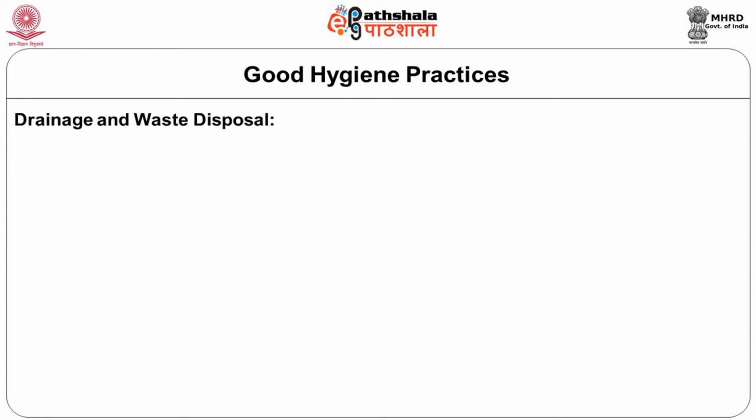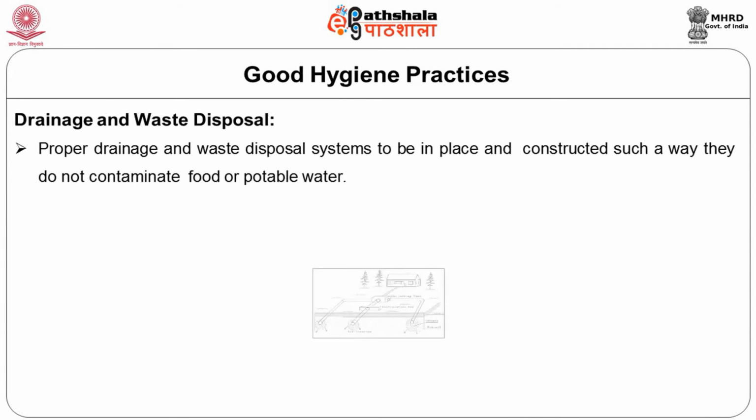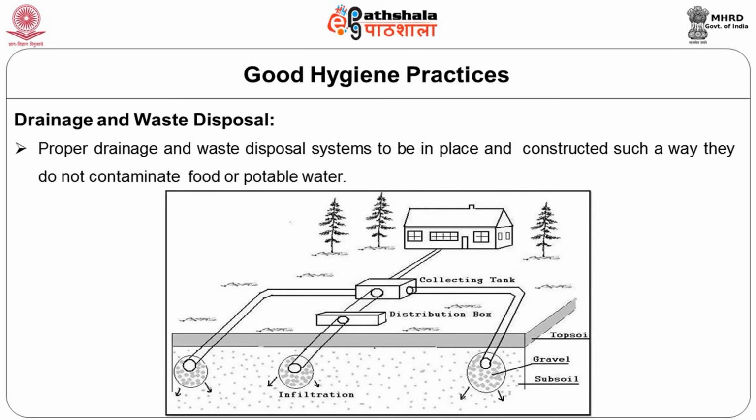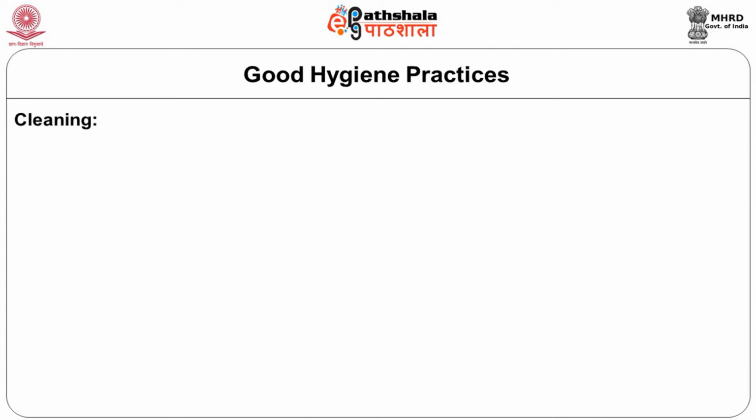Drainage and waste disposal: proper drainage and waste disposal systems should be in place, constructed in such a way that they do not contaminate the food or potable water. The design has to be such that the disposed waste or drainage lines do not come anywhere near and create contamination in potable water. So the lines have to be separate, and they should be built in such a way that they do not contaminate the food anyway.